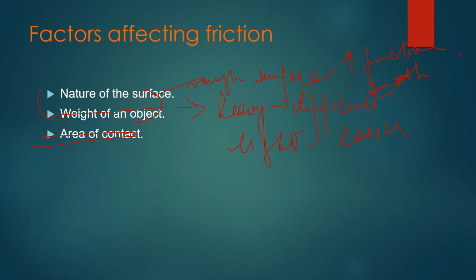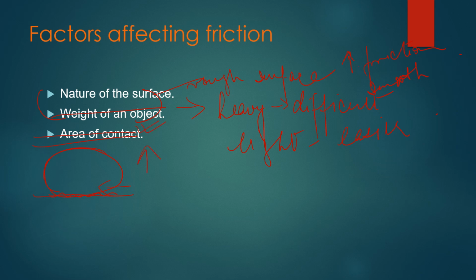So the level of interlocking between the two surfaces decides the amount of friction between the two surfaces. So if the contact area is more, more part will be interlocked, and more force will be required to overcome this interlocking situation. So more the area of contact, greater will be the friction. So this is also directly proportional.